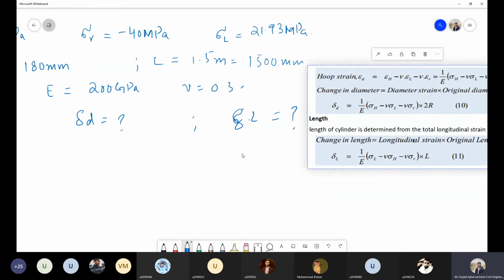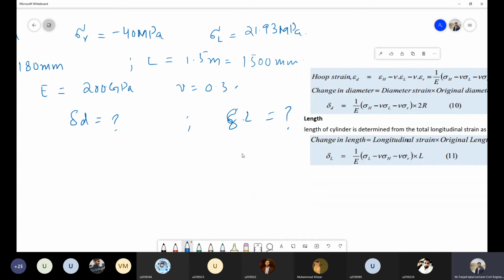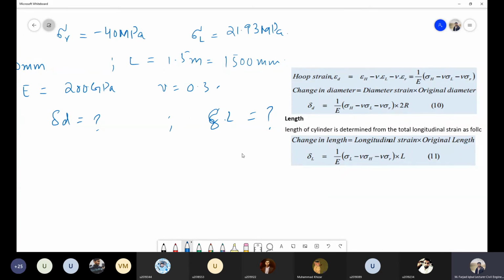Now, first thing obviously that we have to do in this question is to calculate this change in diameter. So if I do that, the equation is this one: change in diameter equals 1 over E, sigma h minus nu sigma L minus nu sigma R, into 2 times radius, or I can say that it is equal to internal diameter itself. So I have all the values.